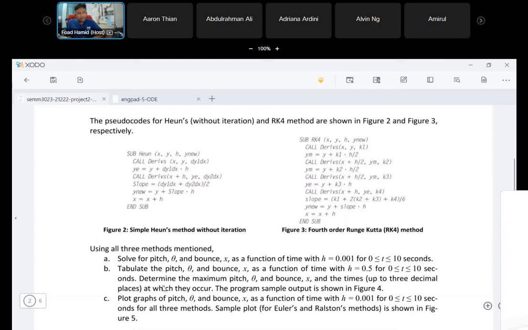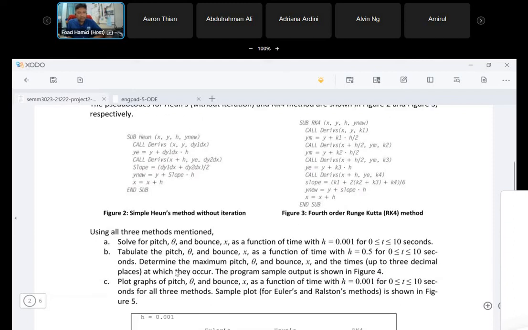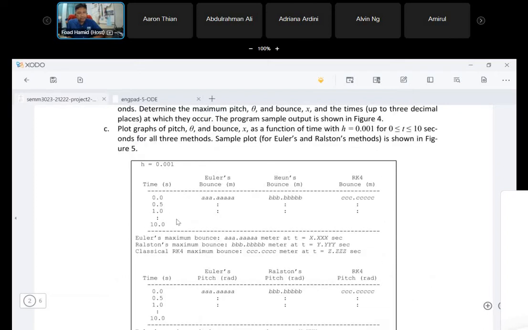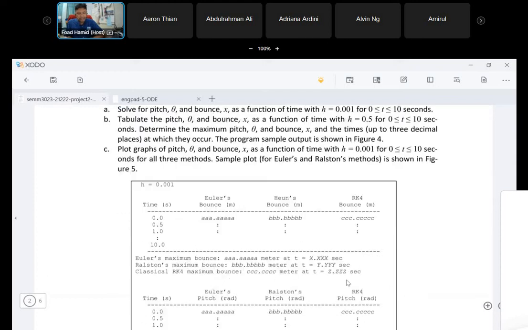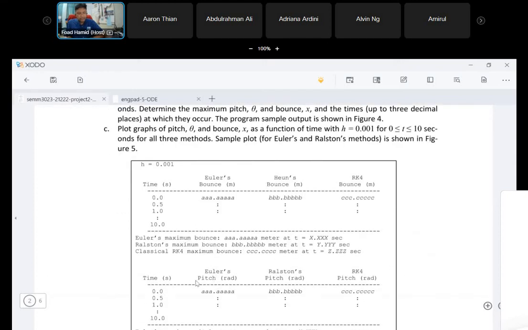You get this. And the second one, tabulate. Tabulate means put it in table form. Tabulate pitch and bounce as a function of time with h equal to 0.5, for 0 to 10. So this is the table. For Euler's bounce, this one, Heun's method punya bounce is this, RK4 bounce is this. And this one is the pitch, which is in radian. So 0 to 10 with an h of 0.5.